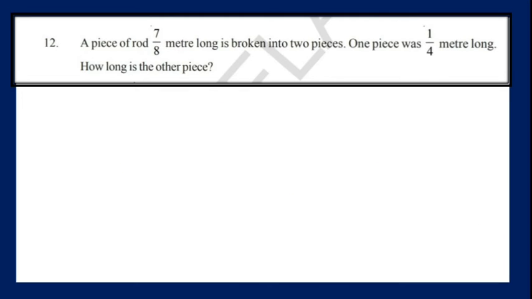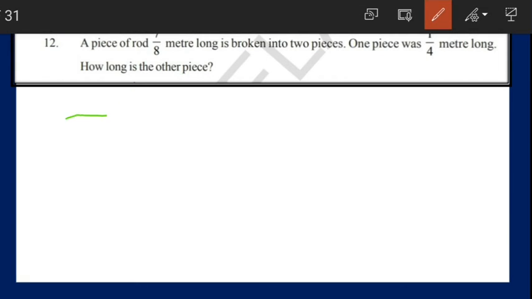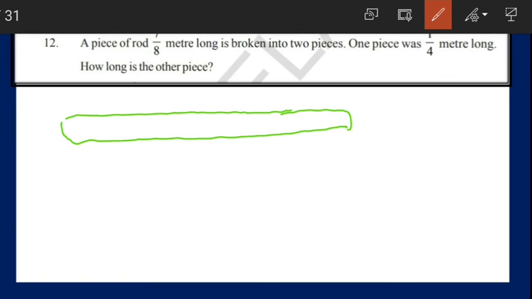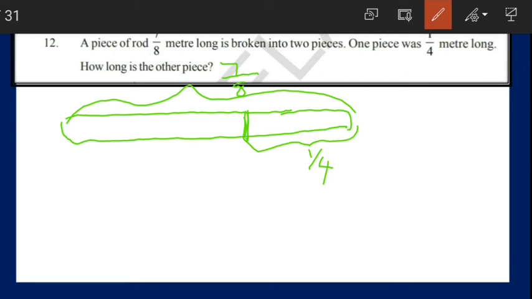A piece of rod 7 by 8 meter long is broken into 2 pieces. One piece was 1 by 4 meter long. How long is the other piece? Observe that here the total rod length is 7 by 8. This rod is broken into 2 pieces. This portion is 1 by 4 long. And now we have to find out the length of this one.